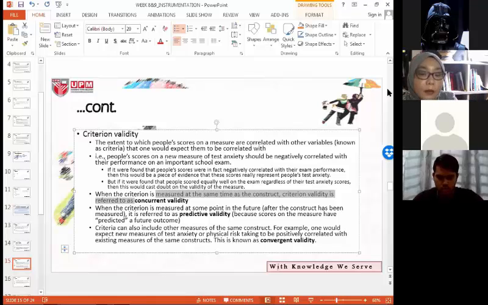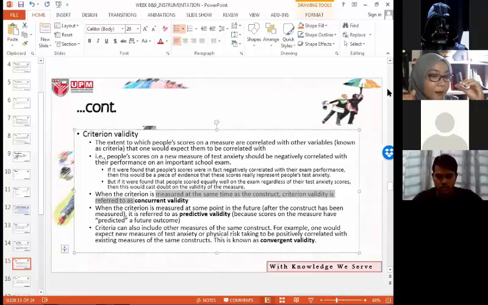For example, for predictive validity, those good scorers in SPM are expected to excel during their degree study. If it is found that those top performers during SPM failed to perform well during their bachelor degree study, then this instrument may fail to prove the predictive validity.